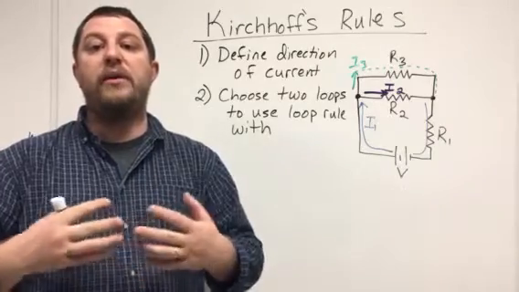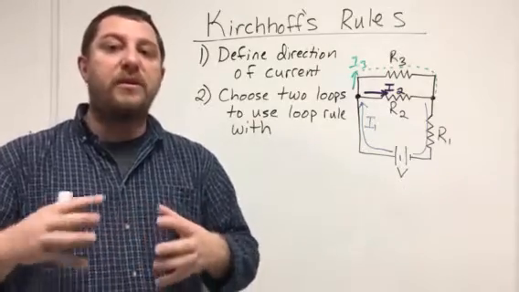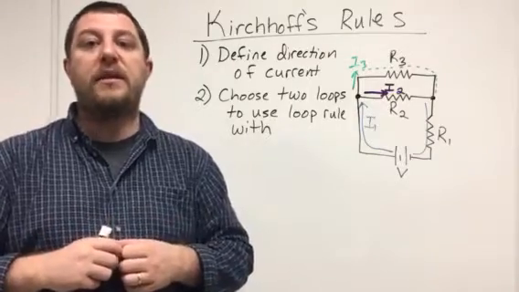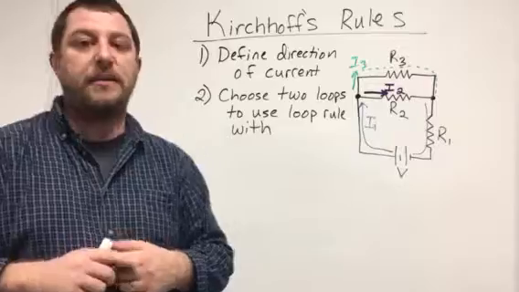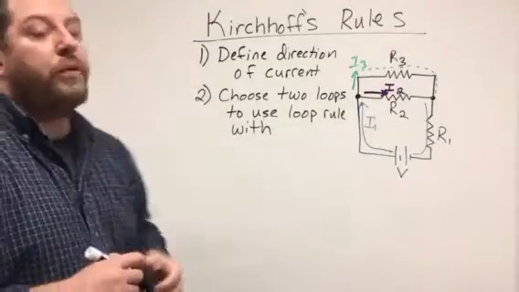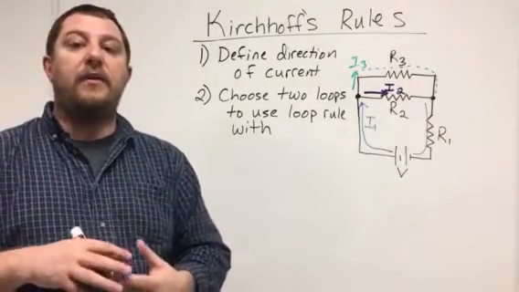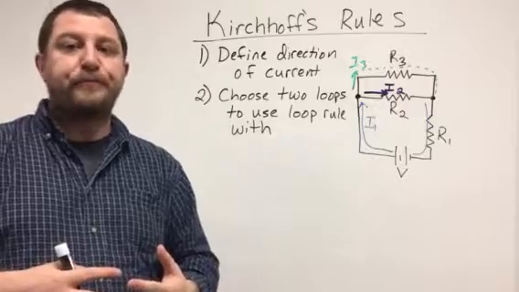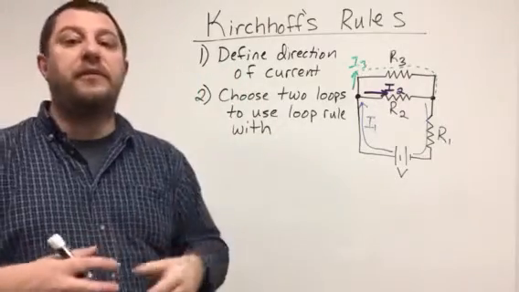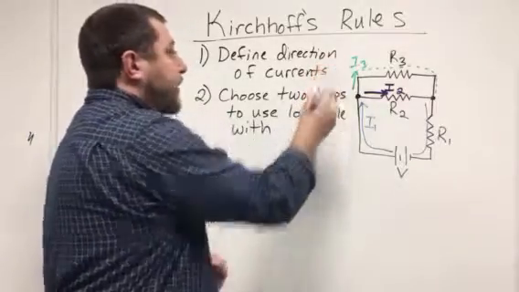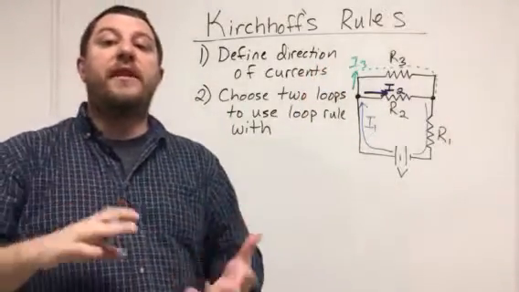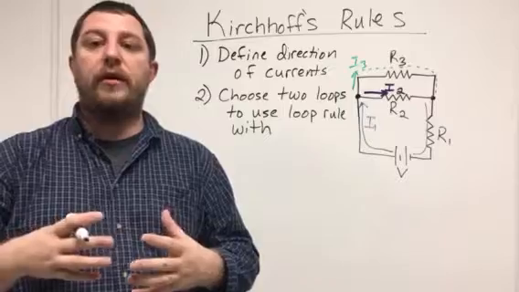And in general, what you'll find is that for most of your basic Kirchhoff circuits, you will use the junction rule once and then the loop rule twice, all right? So the first step in doing a Kirchhoff problem is to define the direction of your current, okay? So we've already done that, and that should actually be plural. We want to define the direction that the currents are traveling.